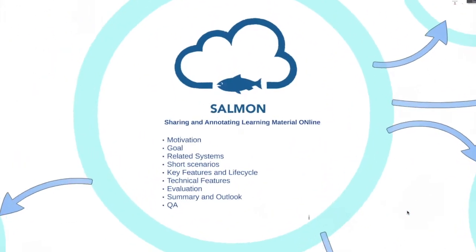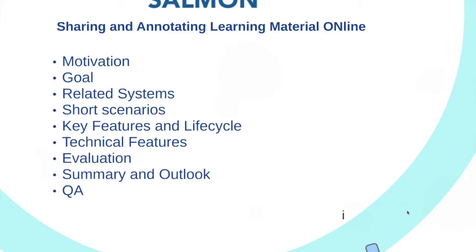Before going into detail, I want to check the overall content of this presentation. I will talk about the motivation and the goal of Salmon. Then I will check the related systems and some short scenarios. After that, we will take a look at the key features and the life cycle. Then we will look at some technical features, which are key features in Salmon. After that, we will check the evaluation part, where we tested the DKPro library and some front-end functions in Salmon. Afterward, we will have a short summary and some key points for future development.